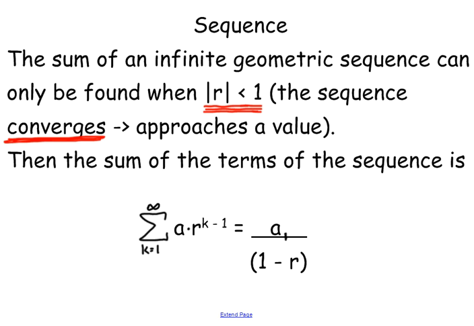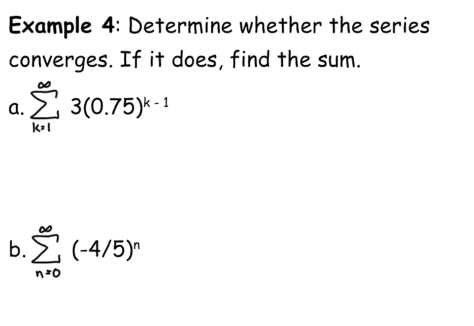When |r| is less than 1. You can't use this if r is greater than 1, because your numbers are going to keep getting bigger and bigger and bigger, so your sum is going to keep getting bigger and bigger and bigger. Does that kind of make sense? Okay. I was getting some confused looks, so I just wanted to make sure. All right, so let's look at this. We've got to decide whether it converges. If it does converge, let's find its sum.